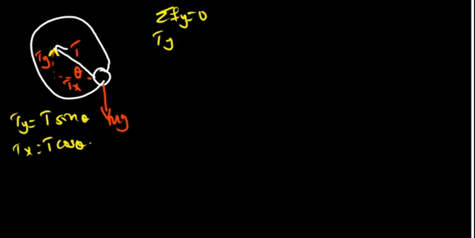Before we even go there, in the y direction we're going to have Ty, minus mg, which has to be equal to 0. Therefore, we can say that Ty is going to be equal to mg. We are going to be given the mass as well. We know the g, 9.8.